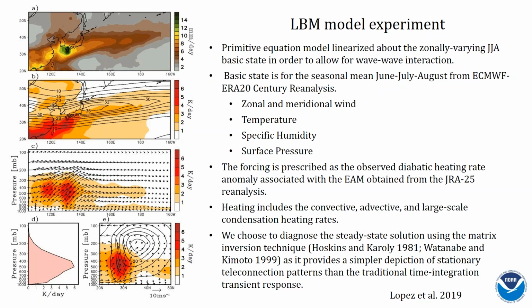So we want to prescribe on this linear baroclinic model, which only needs the background state to be prescribed, which includes zonal and meridional wind, temperature, specific humidity, and surface pressure. And we will force that linear baroclinic model with these heating anomalies that you see in the contours associated with the East Asian monsoon.